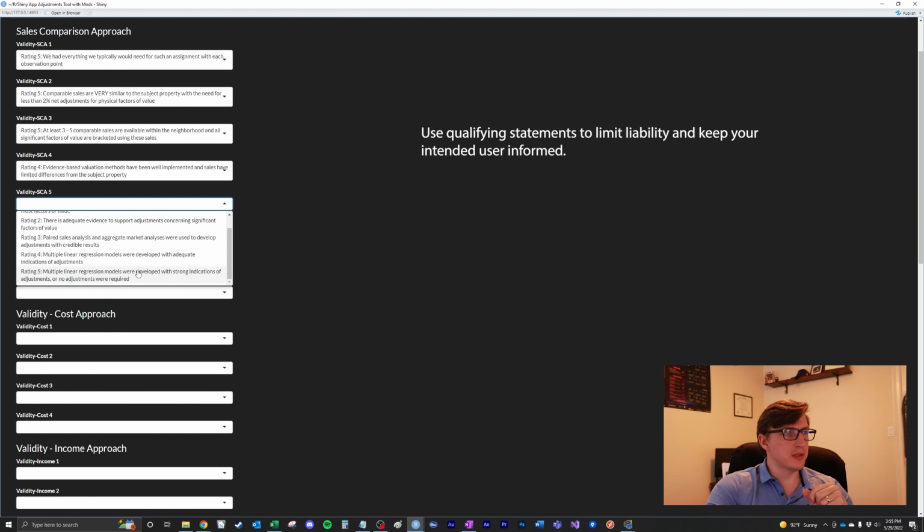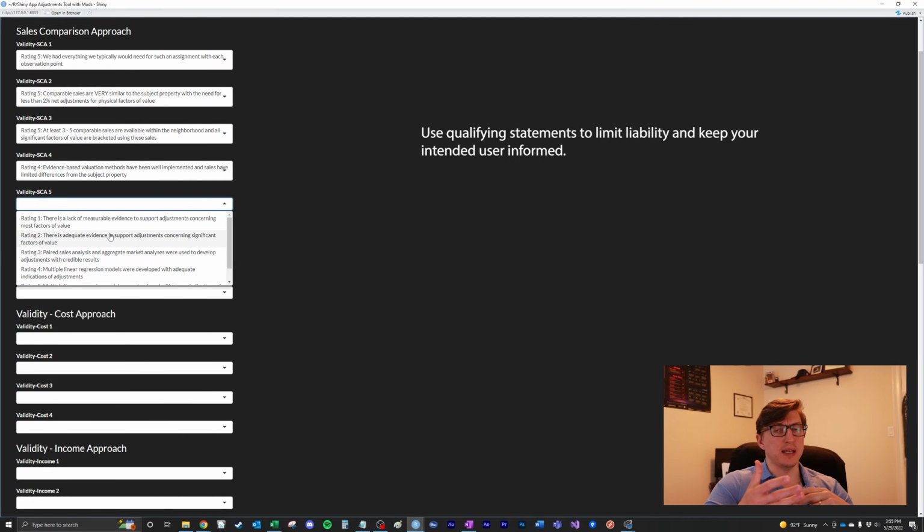And these are all objective statements that, as best I could, I developed. Multiple linear regressions, adequate support using significant factors of value. There's a lack of measurable evidence. So in this statement, which is important, and I have seen very few observations of this in any appraisal assignment, is how you are supporting your adjustments, qualifying that support. Was it a weak support that you were able to develop that adjustment and still used anyway because there was no other option? Or did you have very good evidence for that support?